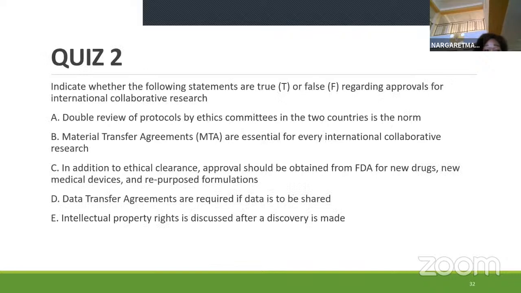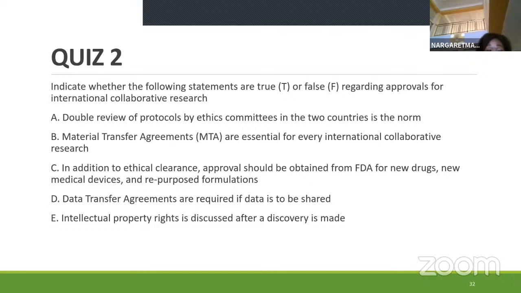So this quiz now follows. You have the first quiz. This is for you to answer because we're now going into this other section. Indicate whether the following statements are true or false. Don't tell me, you just note it down somewhere.